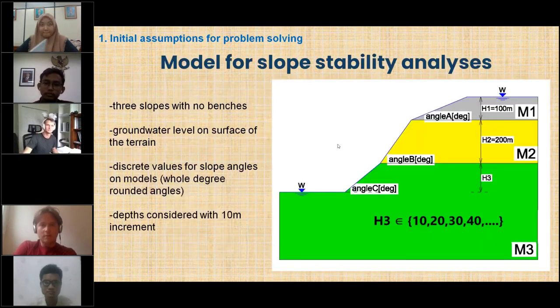The model for slope analysis has three slopes with angles defined as angle A, angle B, and angle C, as you can see on this picture. All considered angles were rounded to the whole degree, and we believe that any other precision of minutes and seconds from the engineering point of view is not acceptable and feasible in practice.